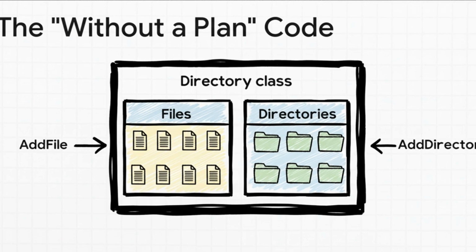Look what has to happen inside that directory class. To keep track of its contents, it needs not one, but two different lists. One for all its files and another one for all its subdirectories. And that immediately forces you to have different methods like add file and add directory. The separation and the mess, it starts right here.